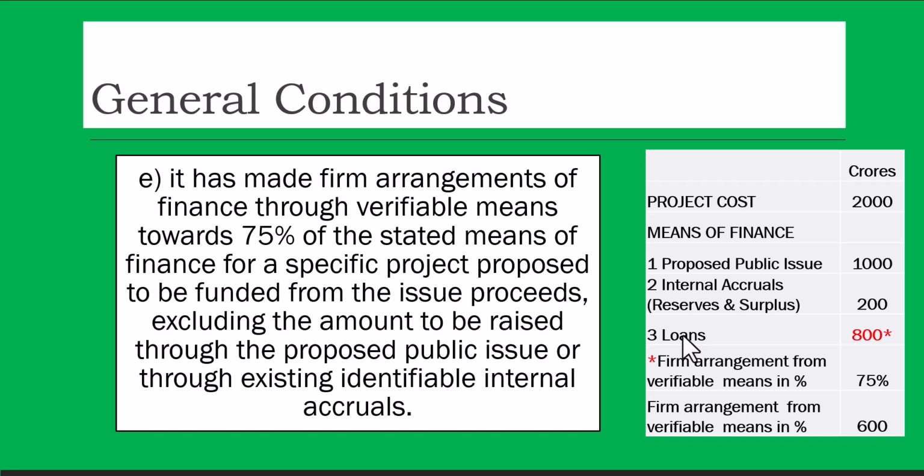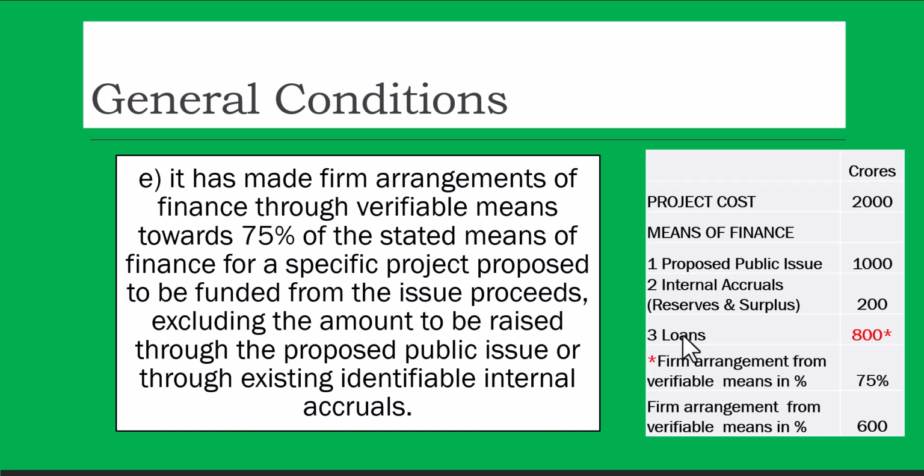Okay, so that means if a company is going for a public issue, it should get a letter from the bankers that they are going to give 600 crores. They have approved the application for the loan. If the company has a letter for 600 crores, then they have a firm arrangement for at least 75% of the money, and this would be only the loans, not the public issue or the internal accruals.